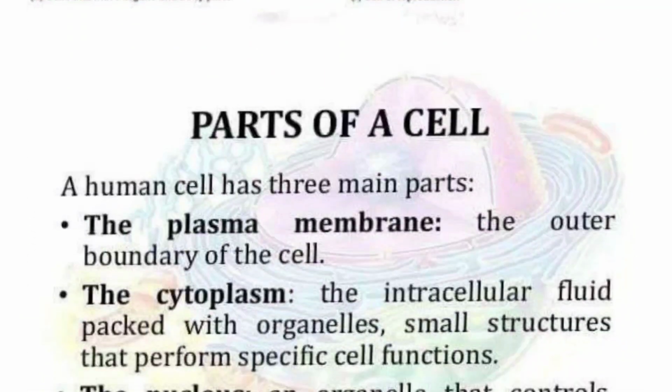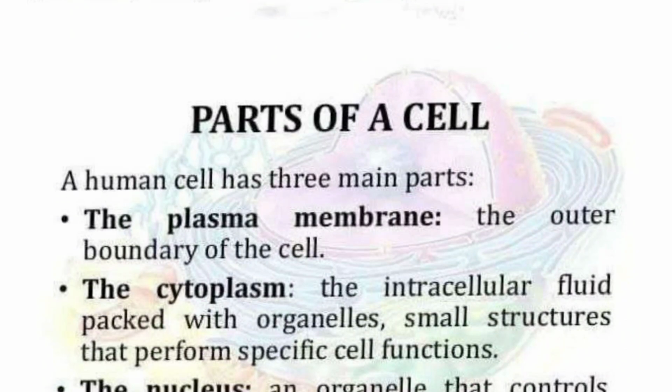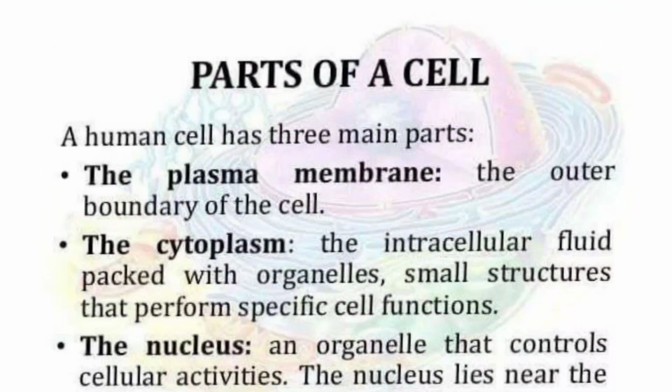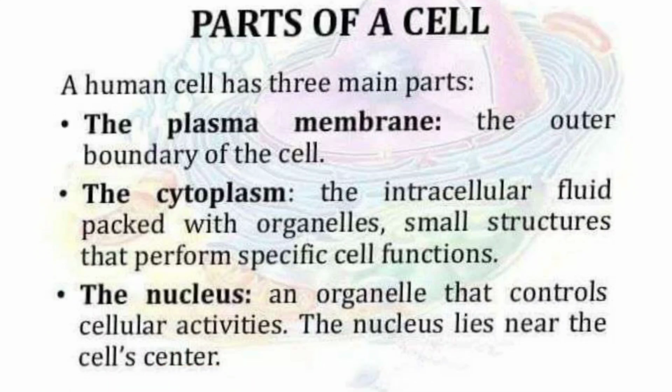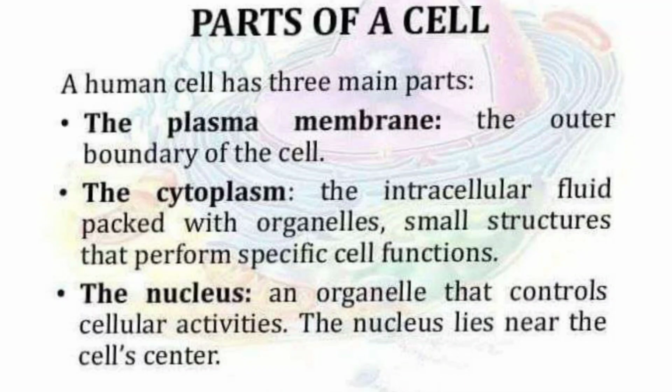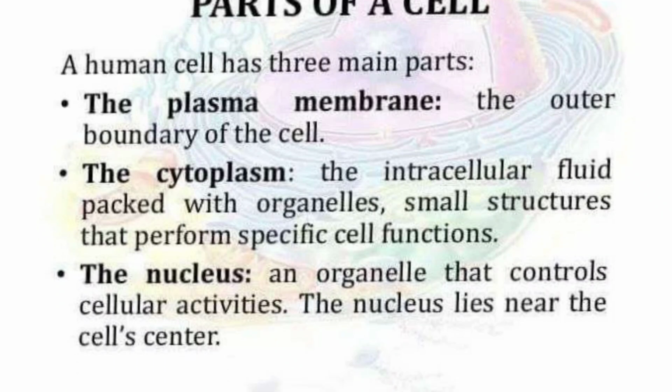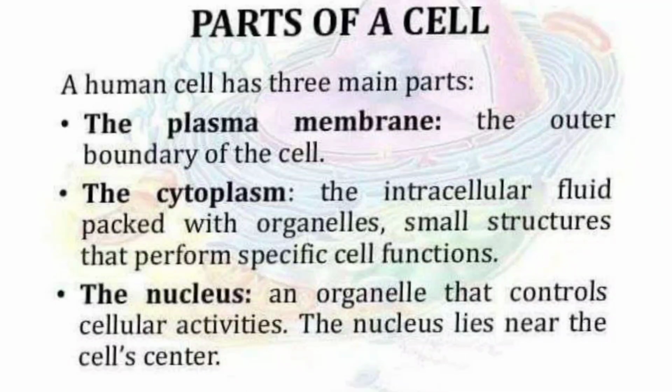Parts of the cell. A human cell has three main parts: the plasma membrane, the outer boundary of the cell. The outer boundary of the cell is called the plasma membrane. And the cytoplasm, the intracellular fluid packed with organelles, small structures that perform specific cell functions. The nucleus and organelles control cellular activities. The nucleus lies near the cell center.